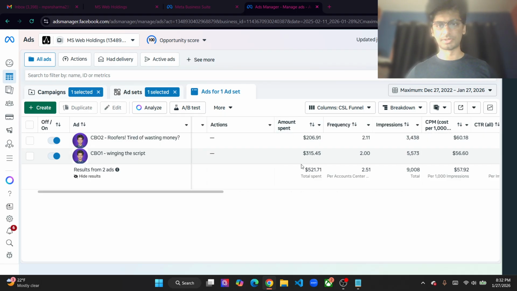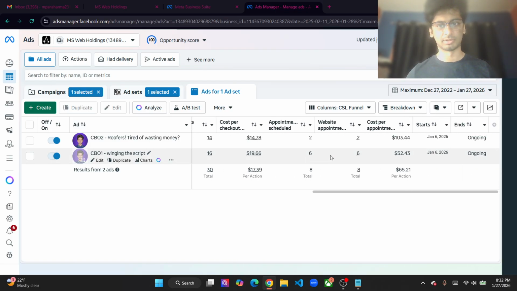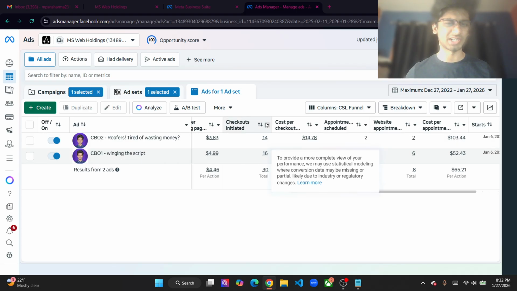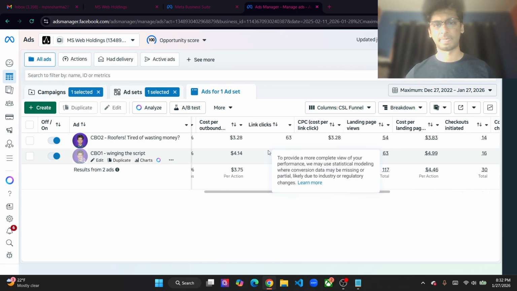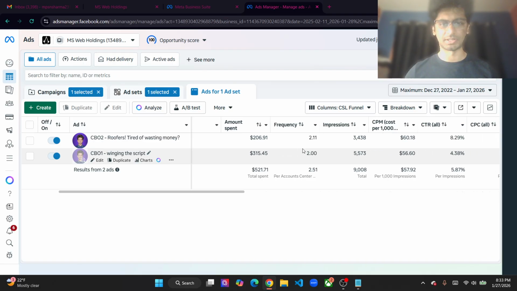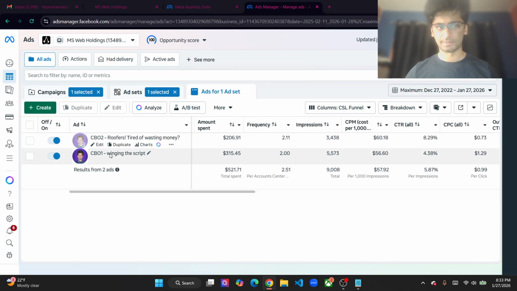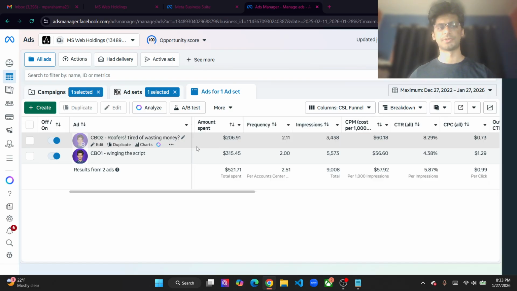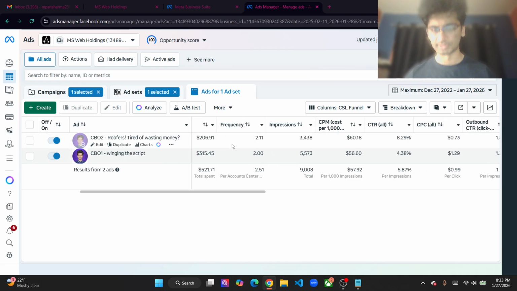Okay, so immediately I'm noticing that more was spent on the CBO1 ad, probably because it booked more appointments. It booked 6 appointments as compared to 2 for the other one, even though the checkouts initiated were kind of the same. Again, that can be for a ton of different reasons. Maybe people saw it at a different time of day, a lot of different reasons why that may happen. But let's go into it. CBO1 is at this bottom row, and CBO2 is at this top row. So the first ad, we're gonna just call it first ad, bottom row. Second ad, second row. Keep things simple.